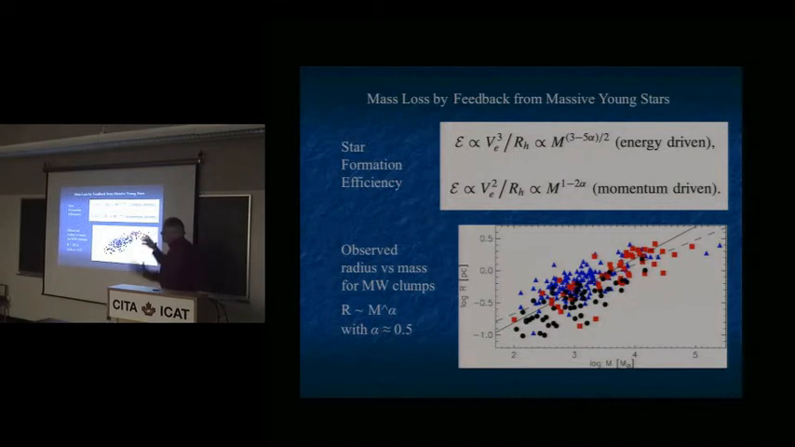In the case of the removal of ISM, you can do a little back of the envelope argument. Well, let me back up. There are many processes that inject energy and momentum into a protocluster. It could be from the protostellar outflows. There are eventually supernovae.